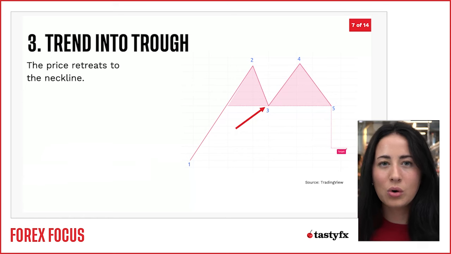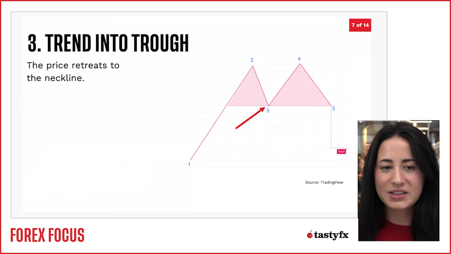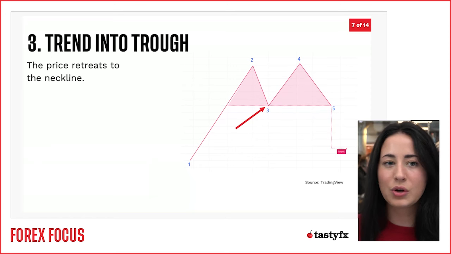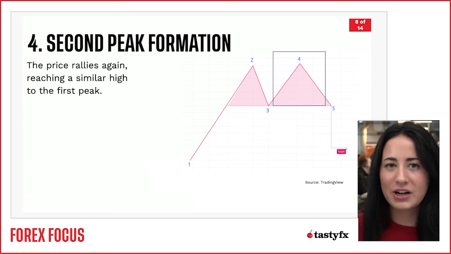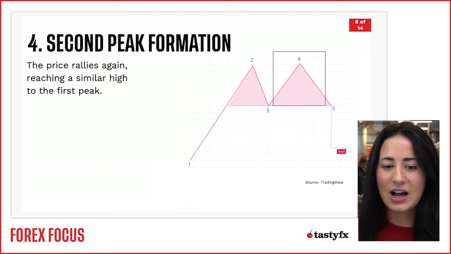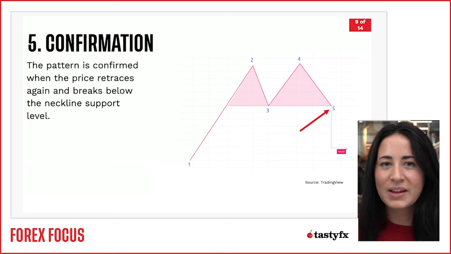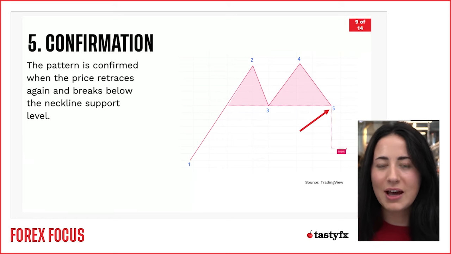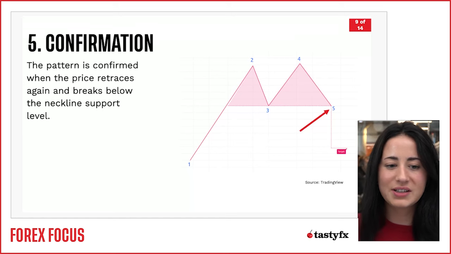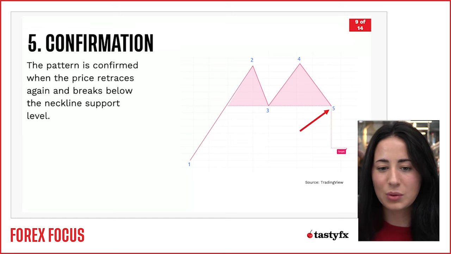At this point, you're only monitoring the pattern. You haven't placed any sold or bought orders or anything like that yet. So you're just watching, and the neckline serves as a hypothetical place for the trend to potentially break into a bearish reversal. You're going to get into that second peak here where the price will rally again and reach a similar high to the first peak. Then there's the confirmation point. So like I mentioned in the neckline slide, the pattern is confirmed when the price retraces again and breaks below the neckline support level.